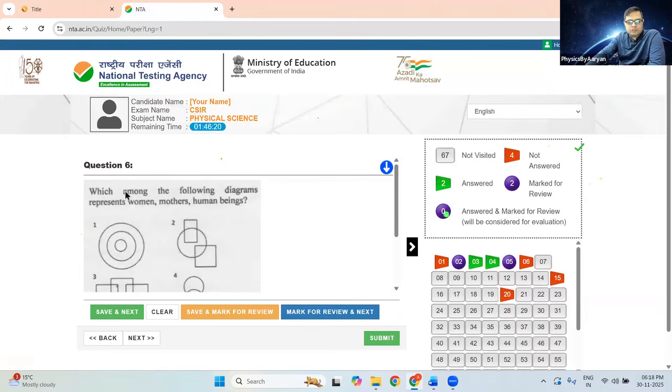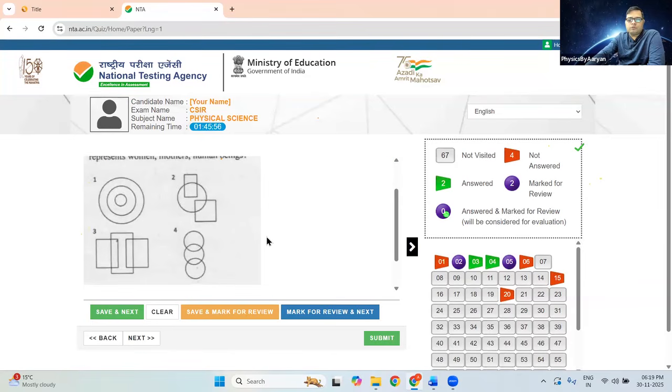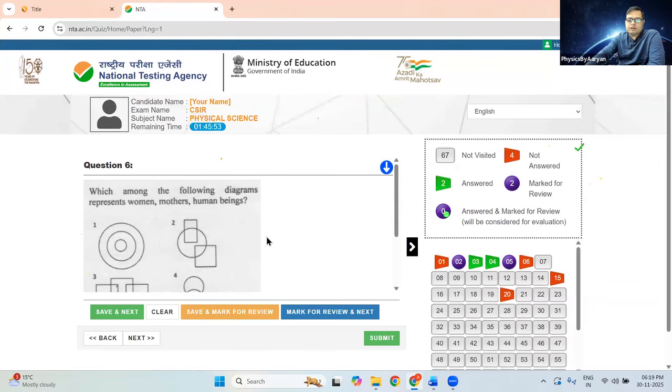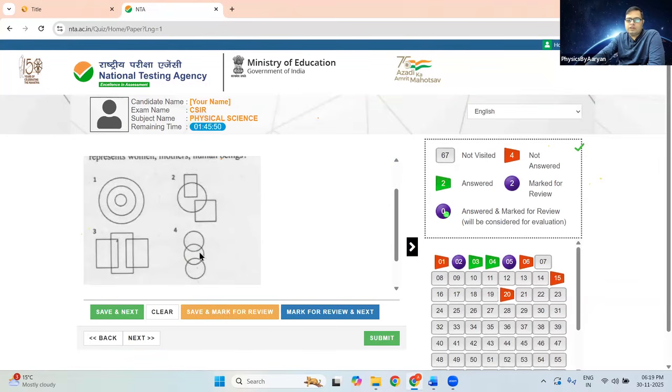Then question number 6. Which among the following graphs represents woman, mother, human beings? In this, there is no solution as such. Whatever you have to think, you have to think now only. Human beings involve all the women, and all the women involve all the mothers. There can be no mother who is not a woman or not a human being. So by looking at all four options, what is the first thing that comes to your mind? And think about it very carefully.